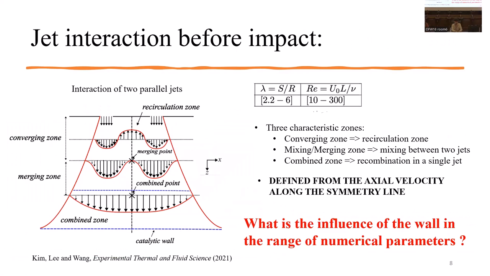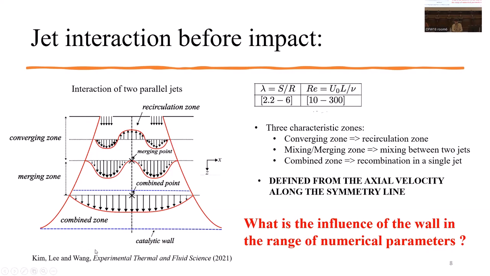To describe this interaction between both jets, we base our analysis on the interaction between two parallel turbulent free jets. We can define this interaction from the axial velocity along the symmetry line, represented by a dotted line, and we can define three different regions. Firstly, the converging zone, which is the recirculation zone that I showed before. Next, we define the merging zone, which starts from the merging point or mixing point where the axial velocity is zero along the symmetry line. Next, we have this combined zone where two jets recombine into a single one, and this zone starts from the combined point where the axial velocity is a maximum.